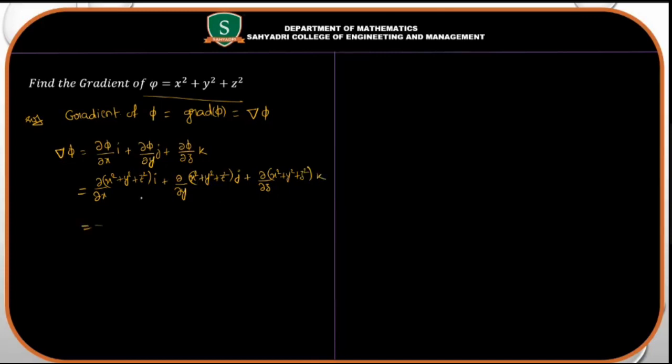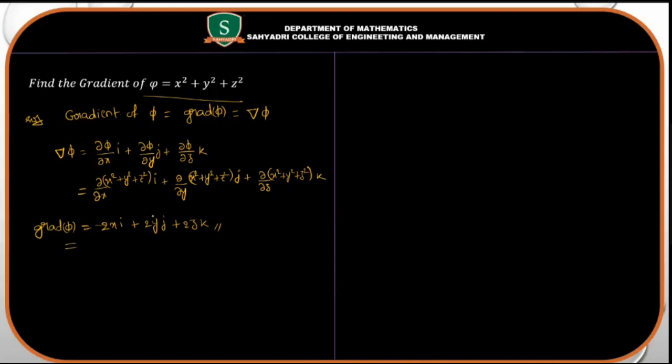So differentiate this function with respect to x. Yes, Dhanya, can you say the answer? Differentiation of x square plus y square plus z square with respect to x gives 2x. So 2x i plus 2y j plus 2z k. That's it. So this is the value of gradient phi, or you can write it as grad phi.